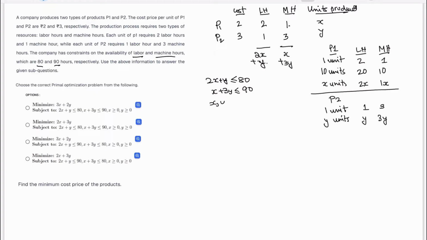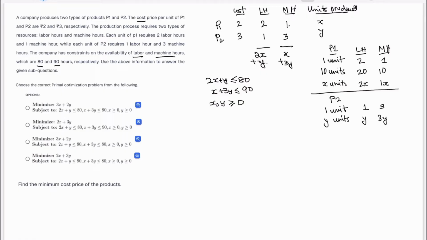So given all of that, we also have an additional constraint, which is that x and y are non-negative, because see, these are units produced, right? So you cannot produce -1 or -2 units, right? It always has to be non-negative. It has to be positive, or it can also be 0. Okay.